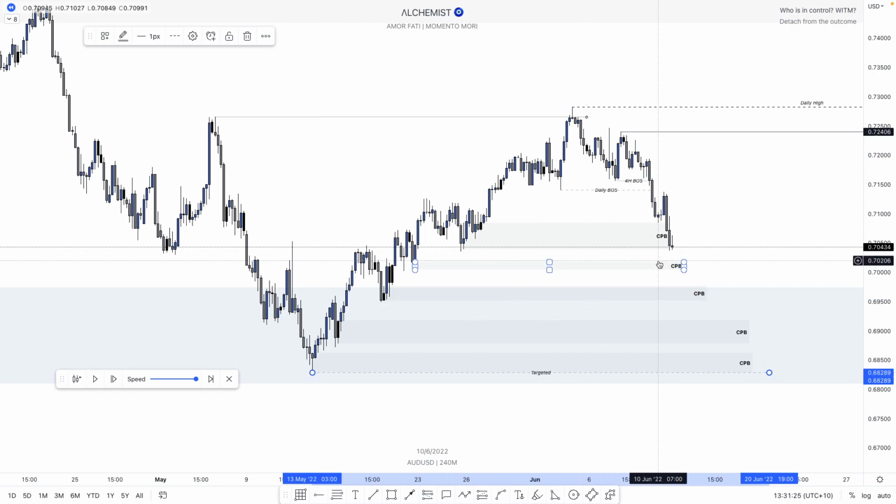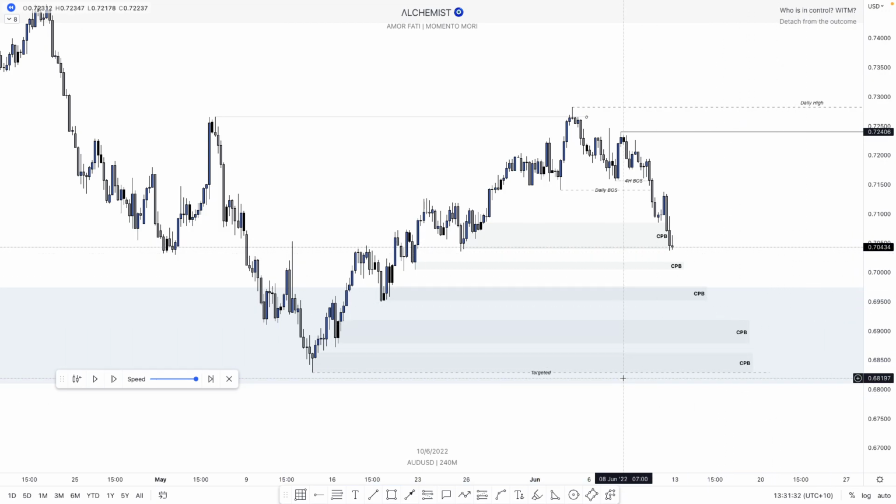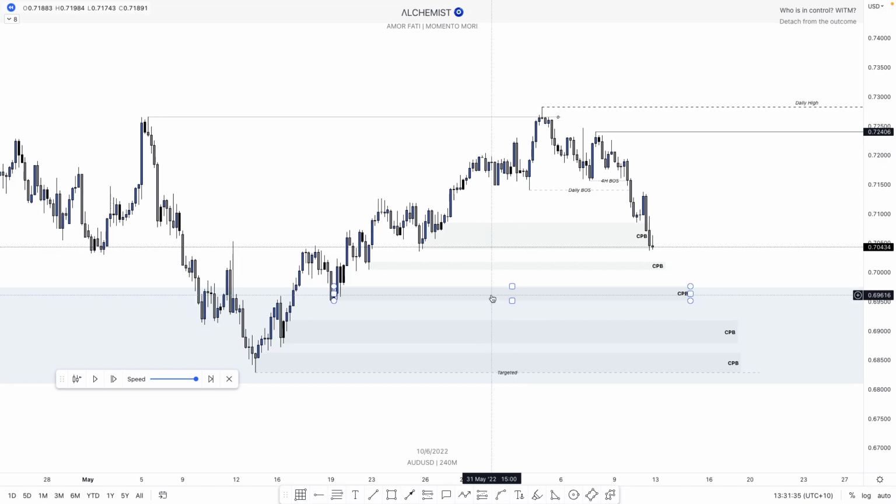And at each one of these zones, we can look to see for a pullback, but essentially we should be just taking continuation shorts off of each one of these zones. So let's see if we can actually frame anything on Monday.